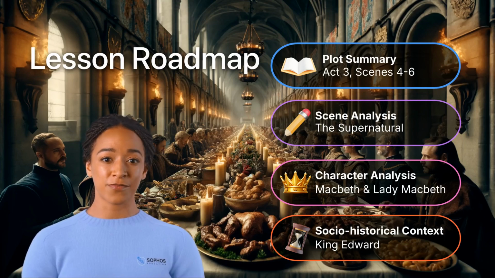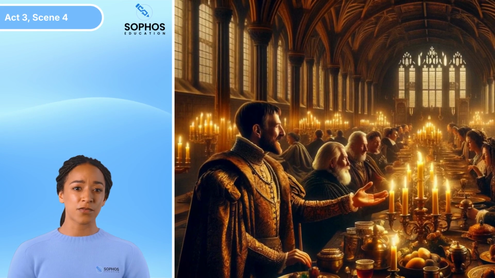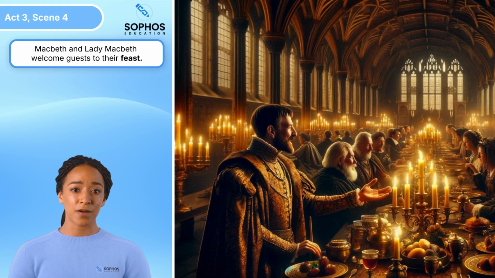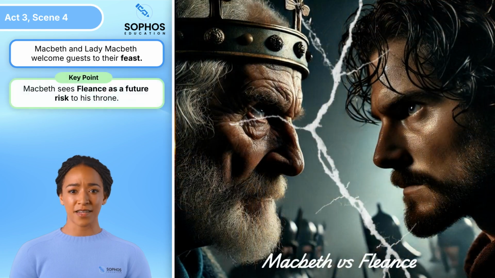Let's begin with scene 4, which is set just as the royal couple is welcoming guests to their grand feast. Macbeth's plan to eliminate Banquo is partially successful, with Banquo dead, but his son Fleance managed to escape. This frustrates Macbeth, who sees Fleance as a future risk to his throne.